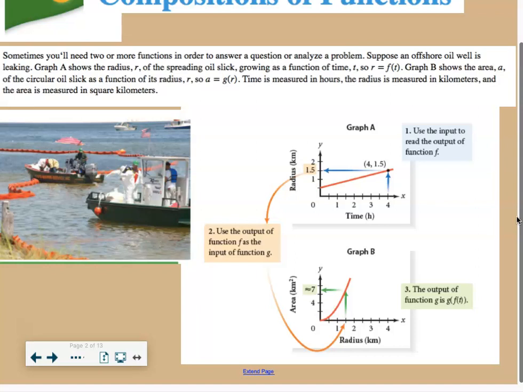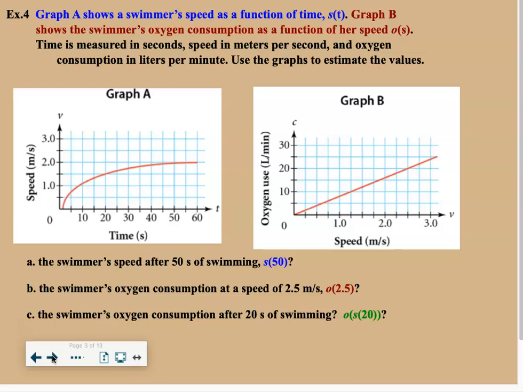So what composition allows you to do is relate things together that don't normally have a direct relation. So time to radius, radius to area. Now we can relate time to area by composing the functions together. All right, so we're going to start by doing this with graphs. We're going to do some with graphs, some with functions, some with numbers. We're going to kind of mix it up a little bit today.